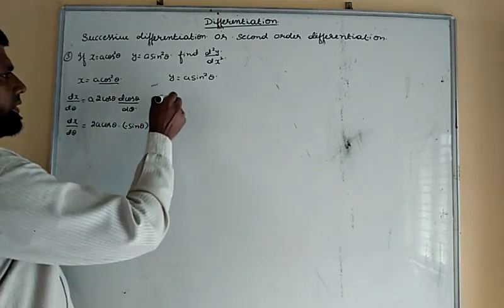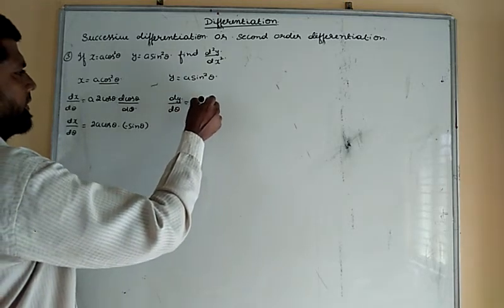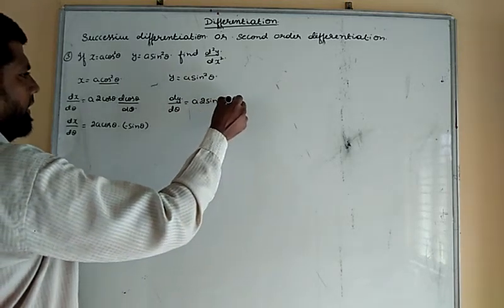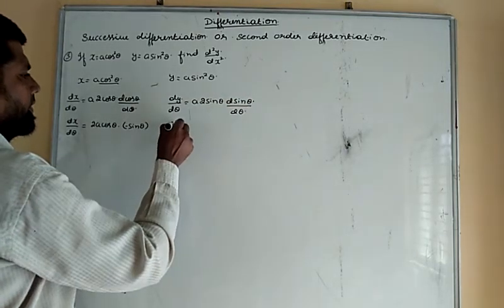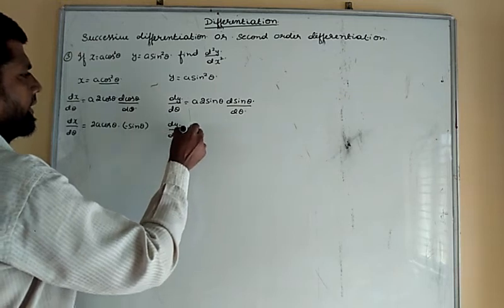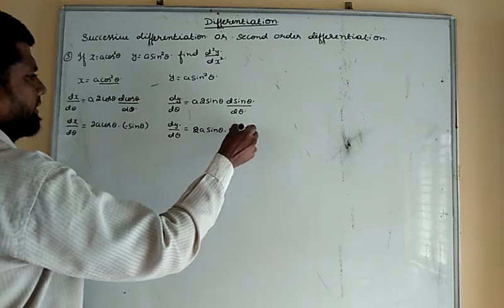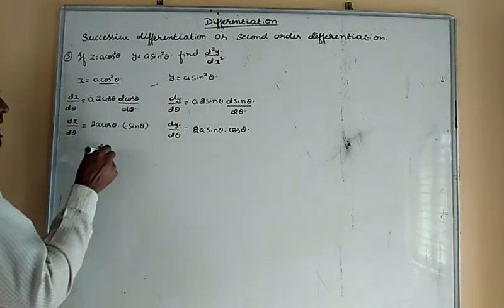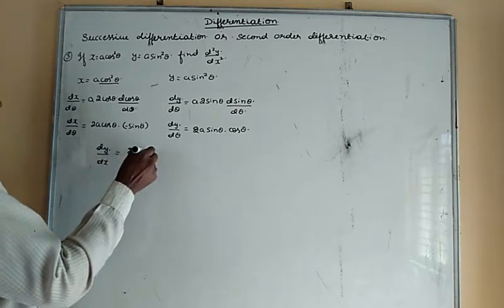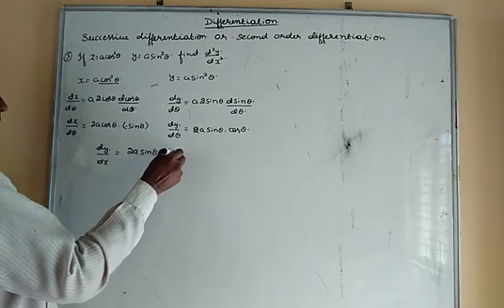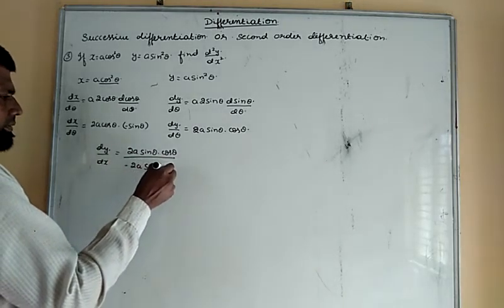So again differentiation of y with respect to theta, a constant, 2 sin theta chain rule, again differentiation of sin theta, so dy by d theta is equal to 2a into sin theta cos theta. Let us find dy by dx: 2a sin theta into cos theta by minus 2a sin theta into cos theta.